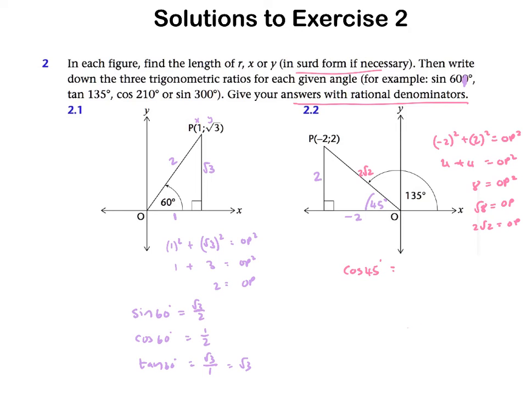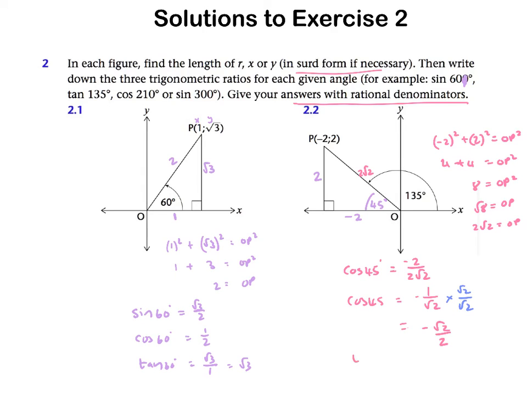Cos 45 will be equal to x over r, so minus 2 over 2 root 2. So that would mean cos 45 is equal to minus 1 over root 2. And if we just rationalize the denominator, it's exactly the same story. Multiply that by root 2 over root 2, and then you're going to get minus root 2 over 2. Okay, so that's not a big deal.